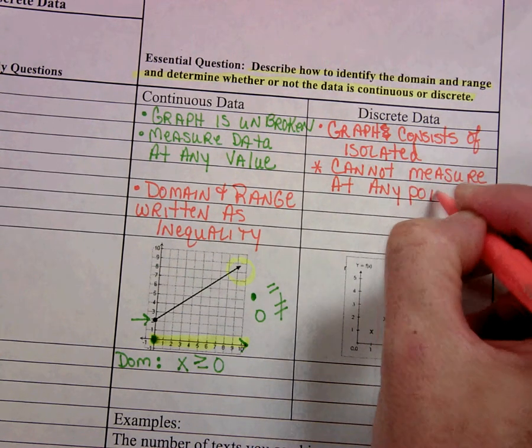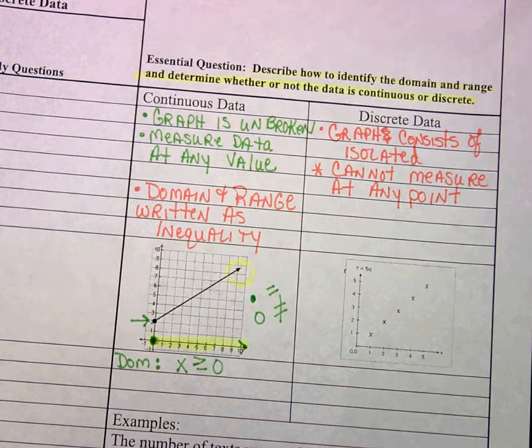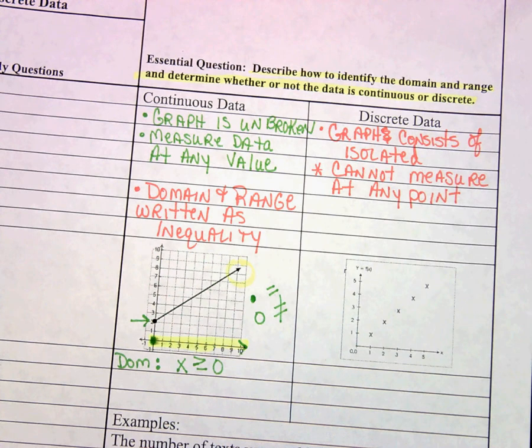An example of this might be that you go to Brahms and you buy an ice cream cone. Well, you're paying for an ice cream cone probably by the scoop. You can't get 1.5 scoops of ice cream. So you're not going to be able to measure the cost of an ice cream cone to the number of scoops continuously. It's going to be based on 1 scoop, 2 scoops, 3 scoops, 4 scoops.